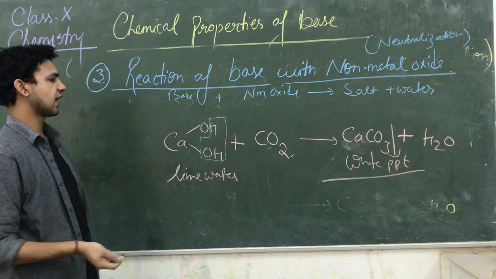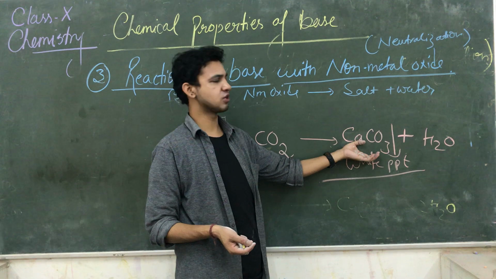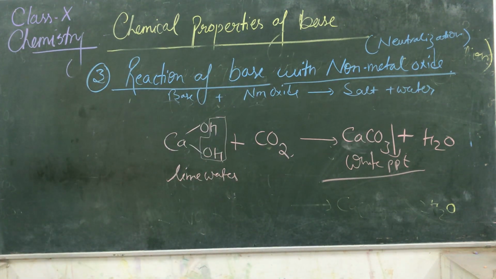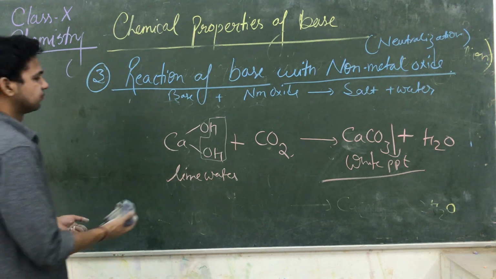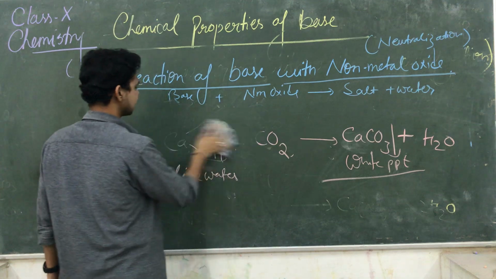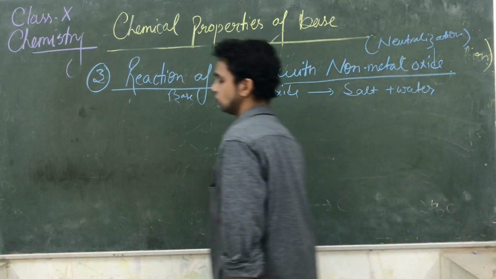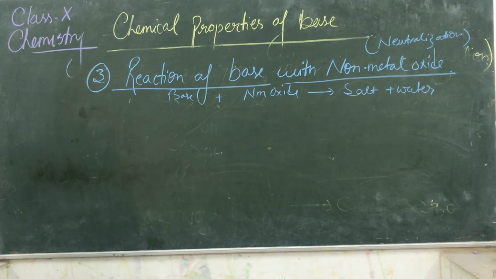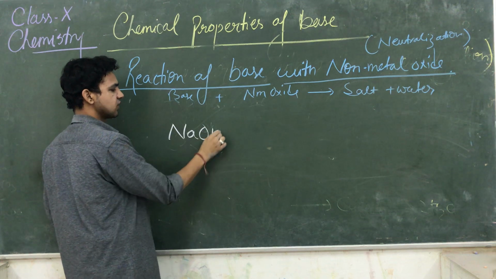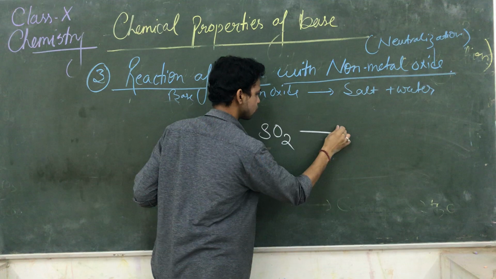So that is also a reaction in which a base reacts with the non-metal oxides. They give you a salt as well as water. Okay, so these are a few reactions. Similarly, we are taking another non-metal oxide. Suppose we are taking here the base NaOH and another non-metal oxide like SO2.